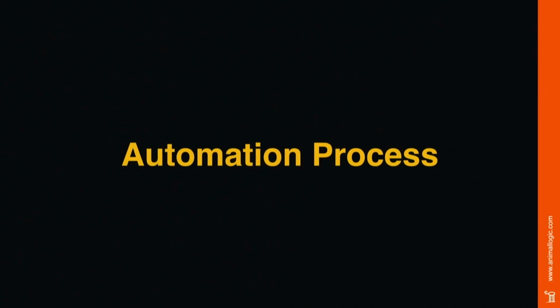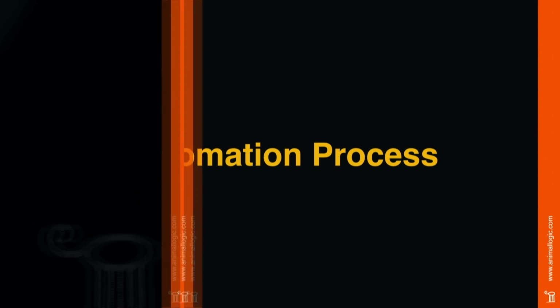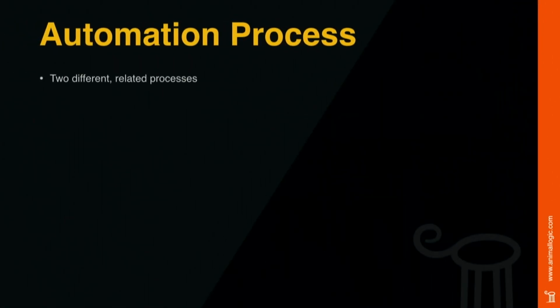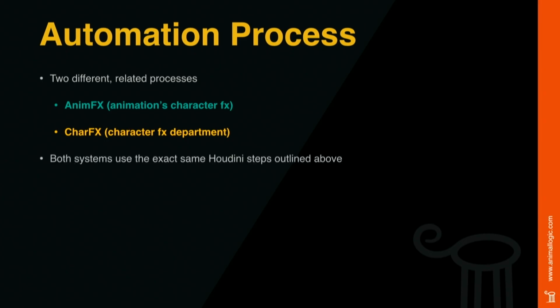Okay, so all of this comes together within our automation process. So we basically have two different related pipelines around the process. And the first is called anim effects. And anim effects just means that it's the animation department's character effects. Then we also have something we call char effects. And that's the character effects department itself and what we actually do. So both of these systems are used to create shots, and they consist of the exact same Houdini setup.